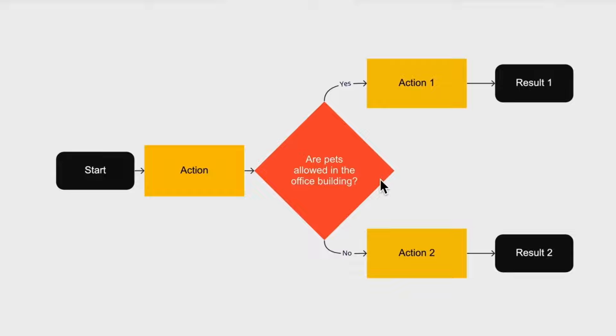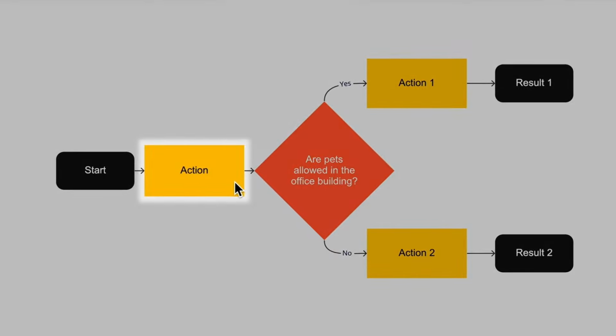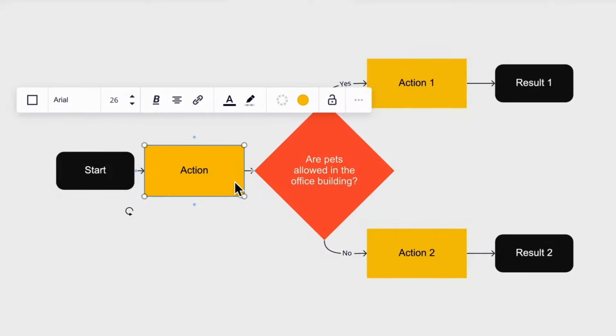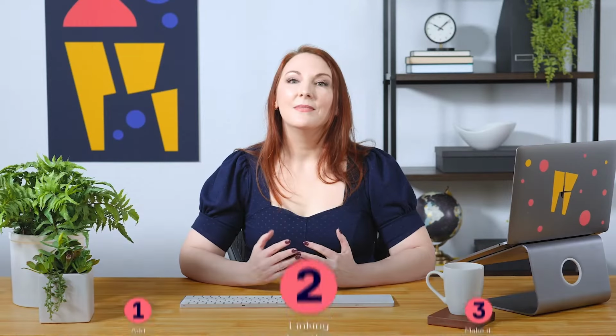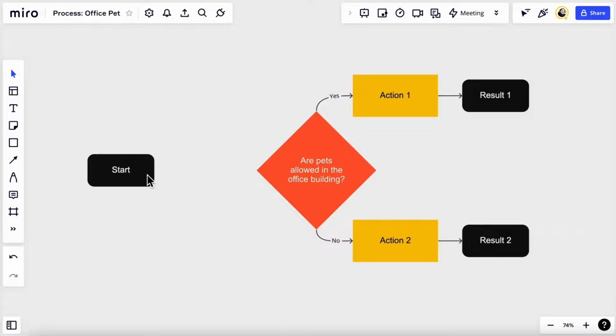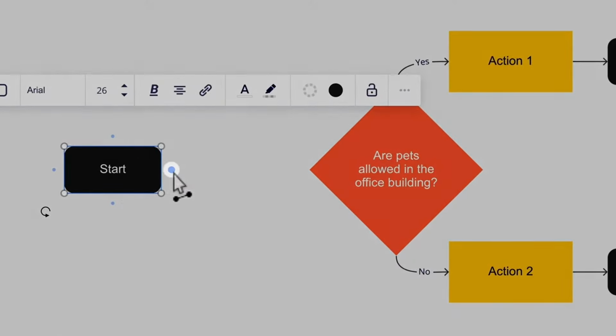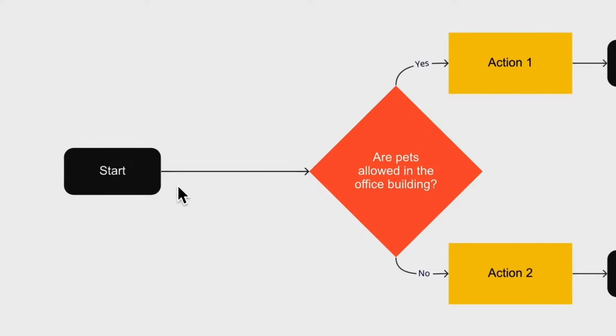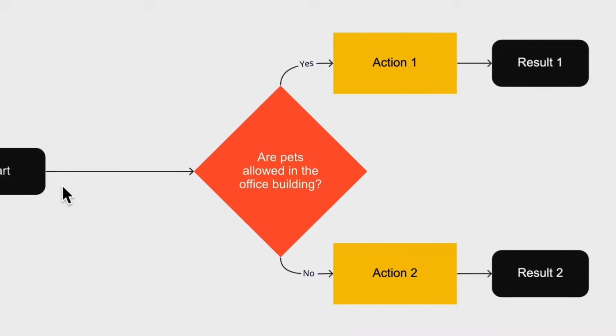Great, but it looks like we have an extra rectangle here that we don't need. Select and delete. Now we just need to connect these two nodes again. We'll select the first one and click on this blue dot, and like magic, they're together again. Now we have two options branching from our decision node, yes and no.